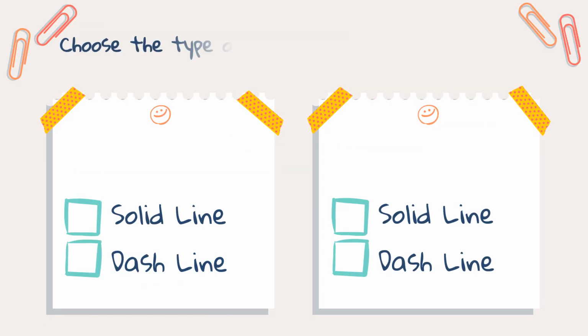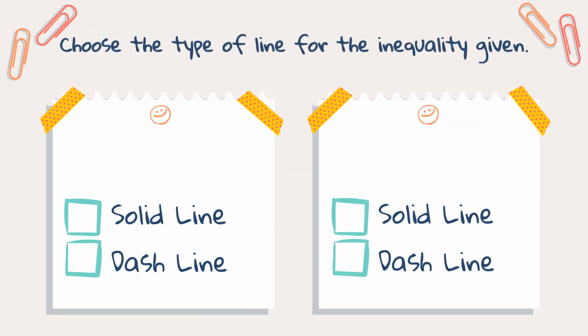For the following examples, we are going to choose a type of line for the inequality given. Are you ready? So let us try. Given the linear inequality y ≥ 3x - 2, what type of line are we going to draw? Correct. We are going to draw a solid line since the symbol that we use is greater than or equal to.